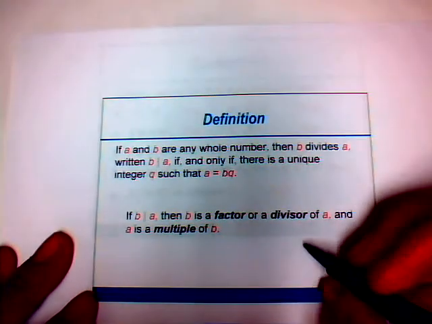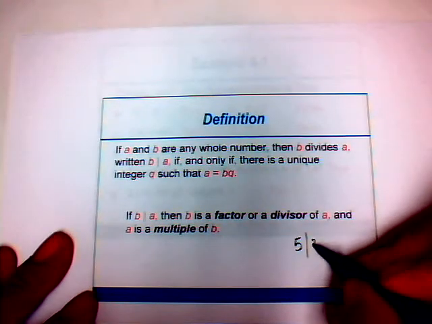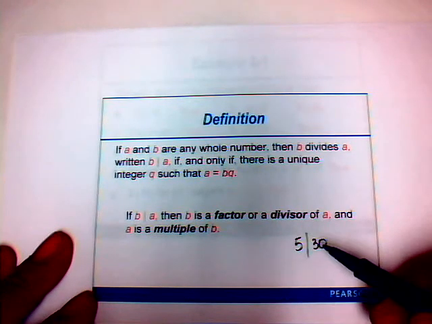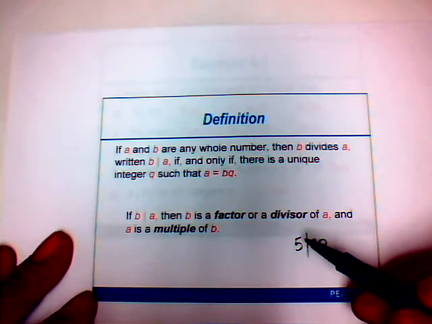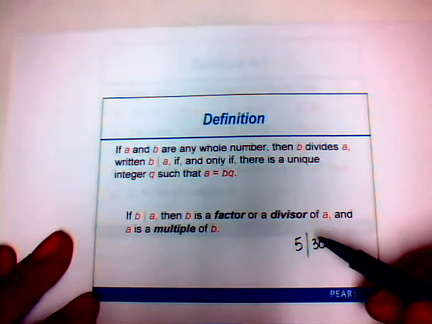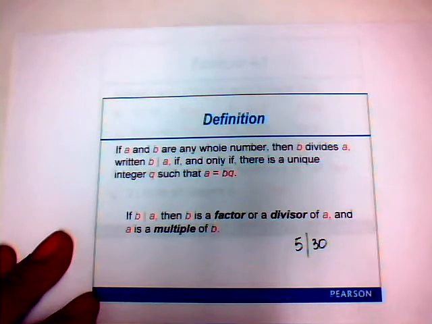So in other words, let's say 5 divides 30. Here, 5 does divide 30 because 5 goes into 30 6 times. That means that 5 will become a factor of the divisor, which is 30. So 5 would be a factor of 30. And also we can say that 30 is a multiple of 5.